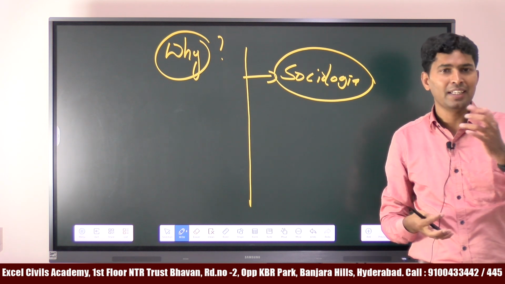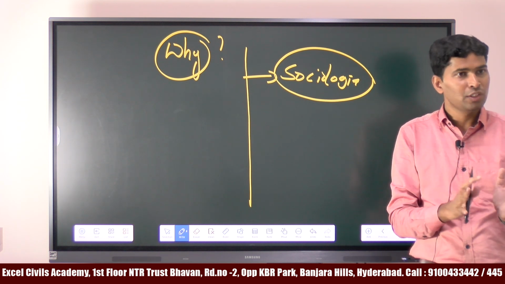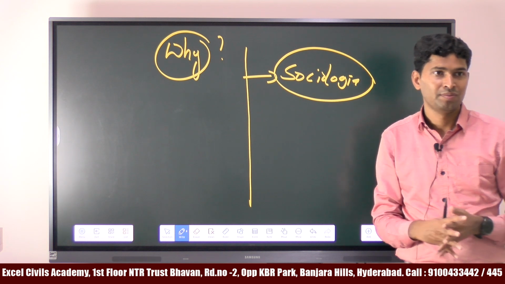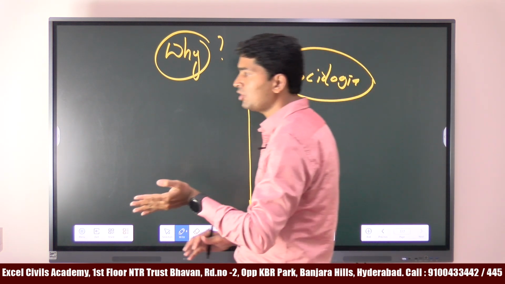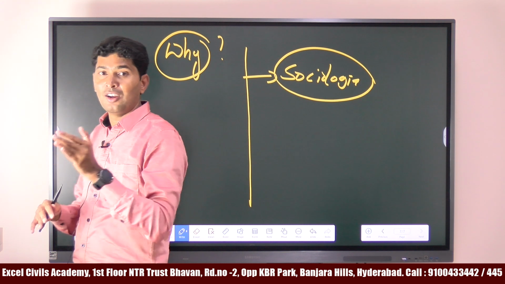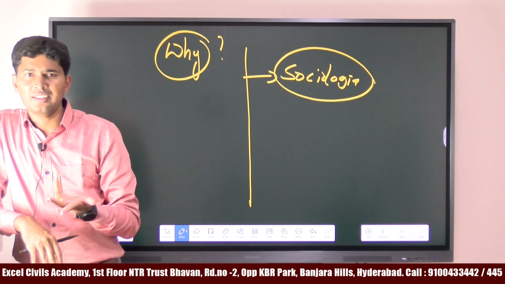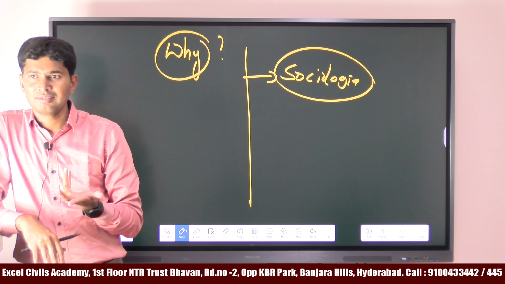A person is committing a crime. It appears as if a law is violated, but understand the sociological background of that person. Why is a person becoming an extremist? Why is a person becoming a Naxalite? Why is a person becoming radical? Why is a person becoming a terrorist? Nobody is a born terrorist. Nobody is a born Naxalite.